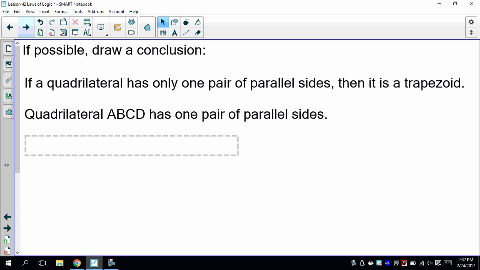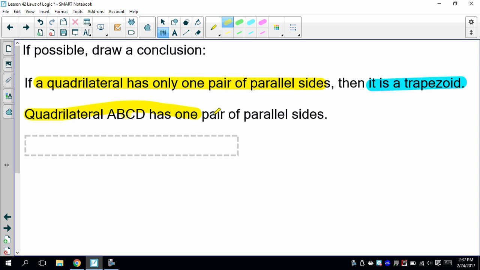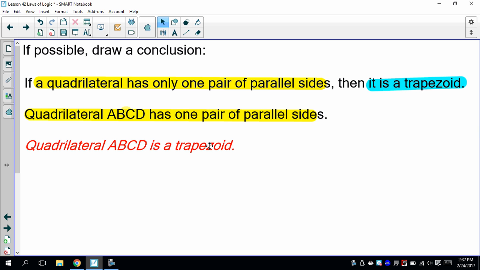So let's do another one. I'll highlight my P. A quadrilateral has only one pair of parallel sides. Q is it is a trapezoid. So I need this next statement to be about P, the hypothesis. Quadrilateral ABCD has one pair of parallel sides. That's an example of P. So that falls in line with the law of syllogism. So we can make a conclusion that quadrilateral ABCD is a trapezoid.